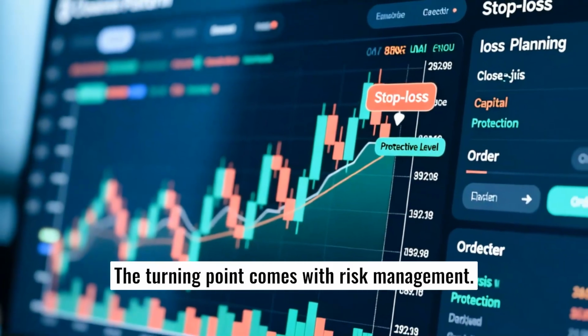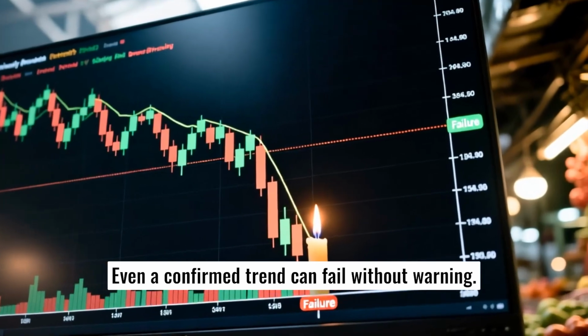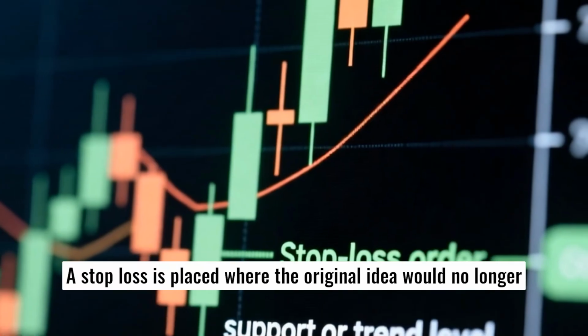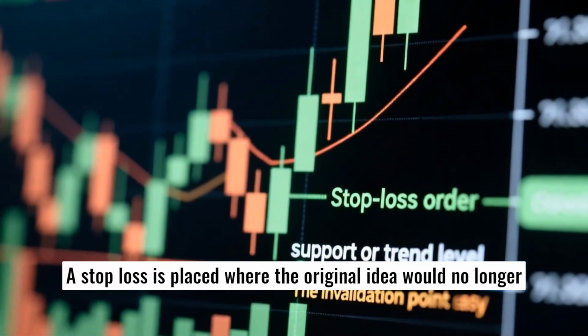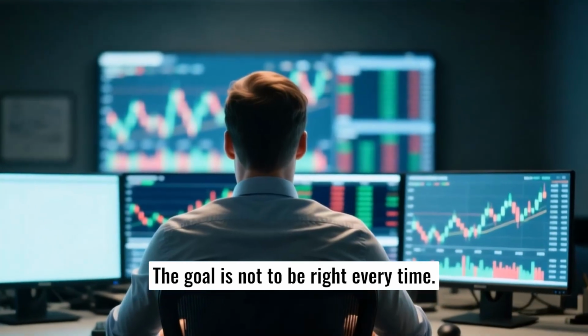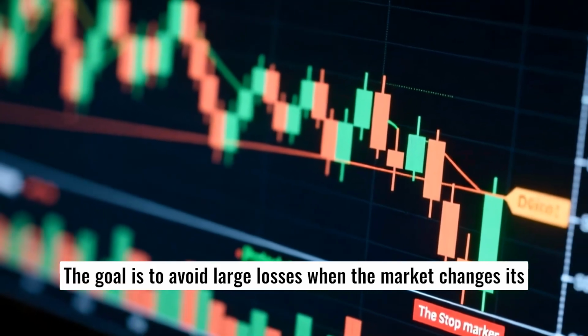The turning point comes with risk management. Even a confirmed trend can fail without warning. A stop loss is placed where the original idea would no longer make sense. The goal is not to be right every time. The goal is to avoid large losses when the market changes its mind.